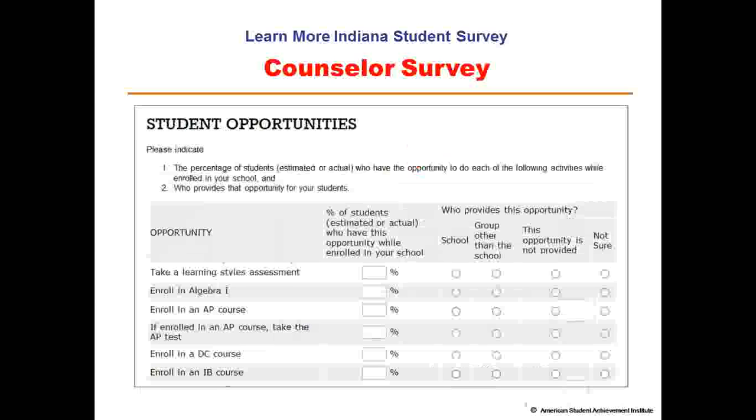Then the bottom part of the counselor survey asks you to estimate the percentage of students who have done different activities. This is looking at opportunities that kids have, like take a learning styles assessment, enroll in Algebra 1, enroll in an AP class. And then we're asking you who provides this opportunity. Is it the school? Is it a group other than the school? Is it not provided, or you're not sure? So if you'll complete that, that will give us some really great statewide data to help us understand what kids are doing and what opportunities they have, what opportunities they don't have.